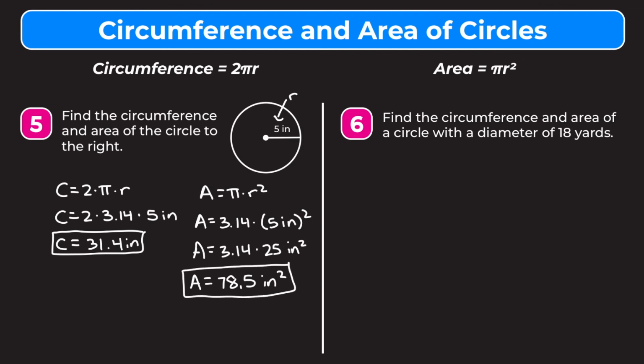Finally, let's go through number 6. So we need the circumference and area of a circle with a diameter of 18. Remember, diameter is twice the radius, so our radius is half the diameter. So it's going to be 9 yards.